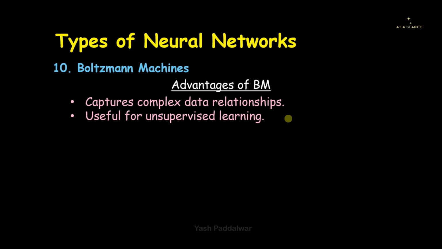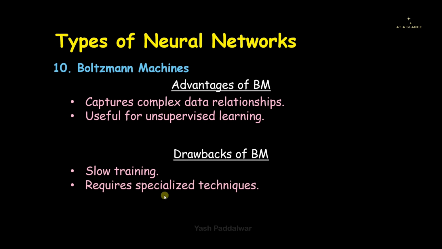Now that we have seen the advantages of Boltzmann machines, let's move on to the drawbacks of Boltzmann machines. The first drawback is that it trains the model very slowly. Next, it requires specialized techniques for executing a particular task. And the last drawback of Boltzmann machines is that it is not as widely used as other models that are used for these particular purposes. So I hope this type of neural network, Boltzmann machines, is clear to you all.